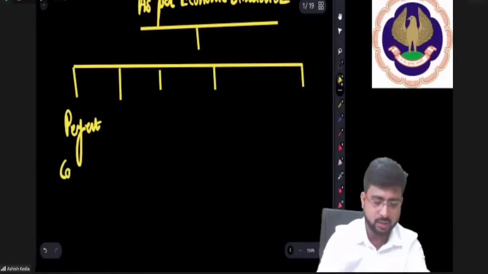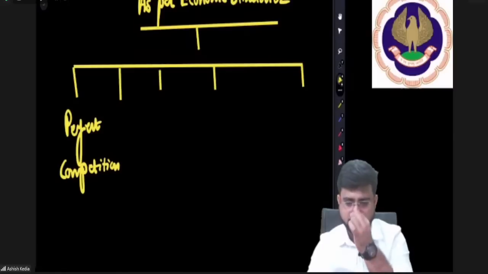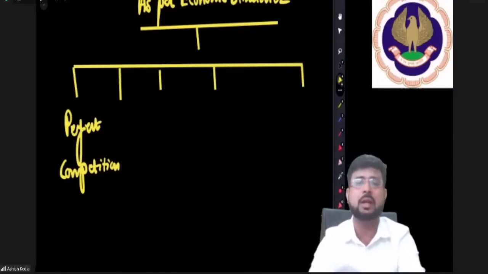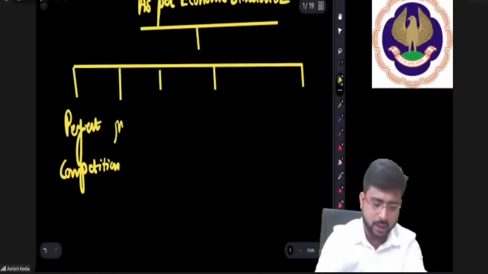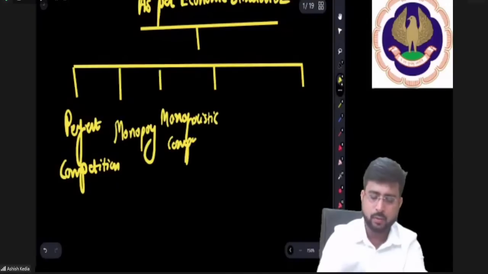Today we will discuss each market, and not only today. In the upcoming classes also, we will discuss each market in a lot more detail, because that's what our syllabus demands. So perfect competition, here we have it, followed by the monopoly market, then monopolistic competition, followed by which there is oligopoly.